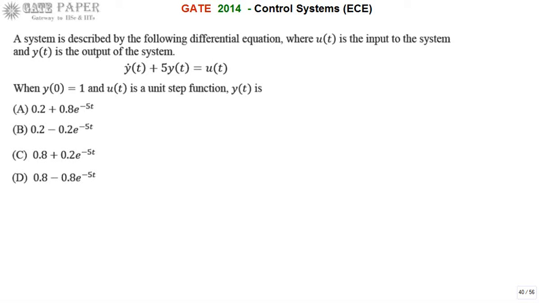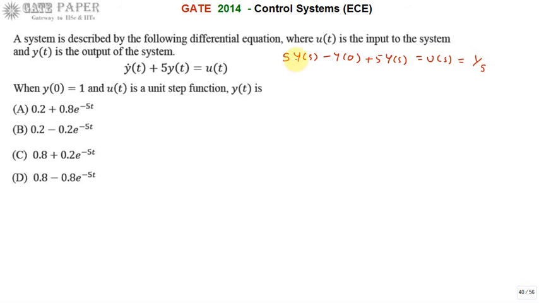Okay, so to calculate this y(t), first you have to apply the Laplace transform, then apply the inverse Laplace transform after simplification. So the first step is to apply the Laplace transform. Y dot of t is dy/dt. The Laplace transform of dy/dt is s times Y(s) minus y(0), plus 5 times Y(s) is equal to U(s). Since it is a unit step function, you can write U(s) is equal to 1/s.